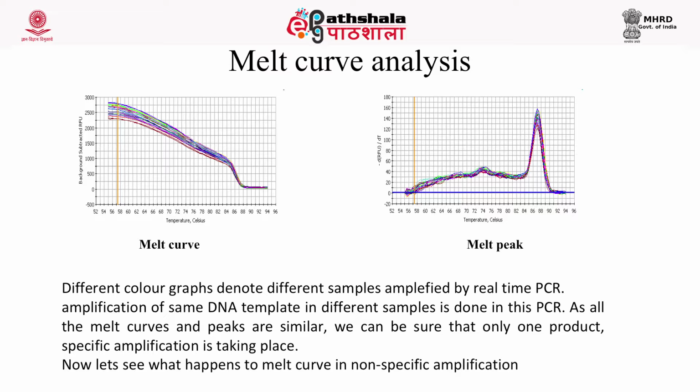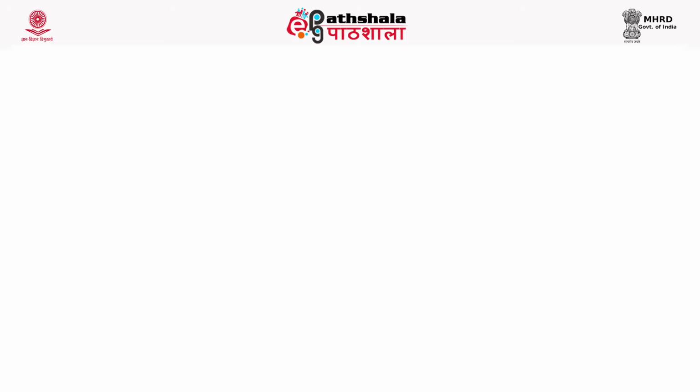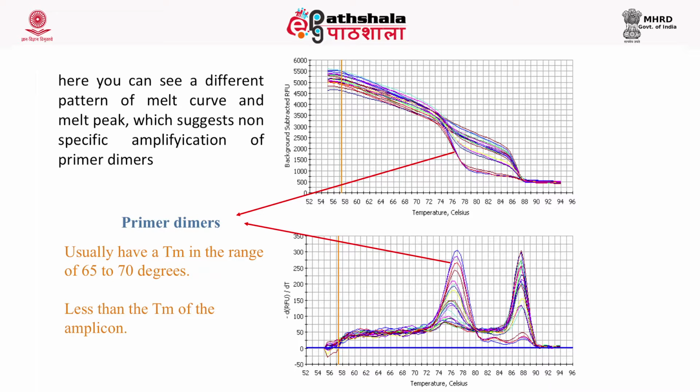Now let us see a scenario with non-specific amplification. Here you can see a different pattern of melt curve and melt peak, which suggests non-specific amplification by primer dimers. Now primer dimers have a Tm in the range of 65 to 70 degrees, which is lower than the Tm of the amplicon. Primer dimers form when primers are in excess and there is complementarity between the primers.